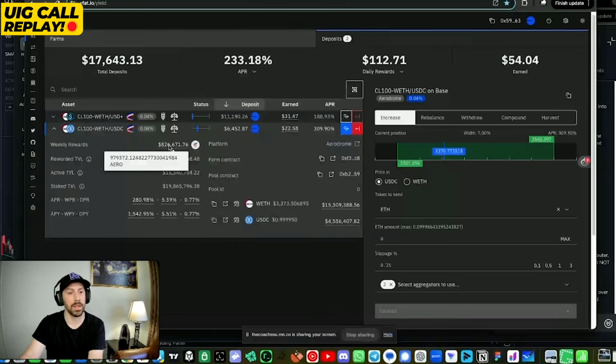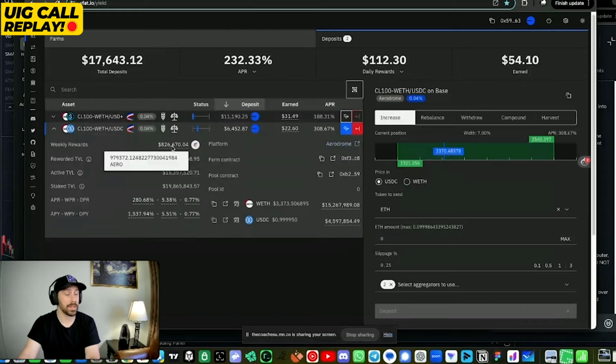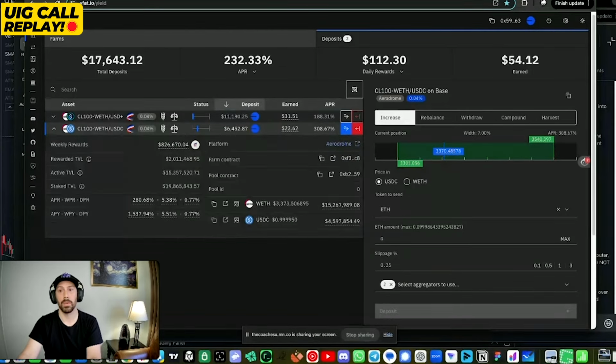So this is the pool of AERO rewards that we are competing with other liquidity providers for. If you have active, staked, and in range TVL in this pool, you will be part of this $2 million of rewarded TVL, which is actively earning this pool of AERO emissions. This is what we're competing with other LPs for, this pool of AERO rewards. Now that's different than if we were deployed on Uniswap.